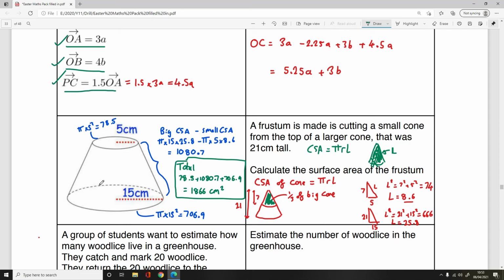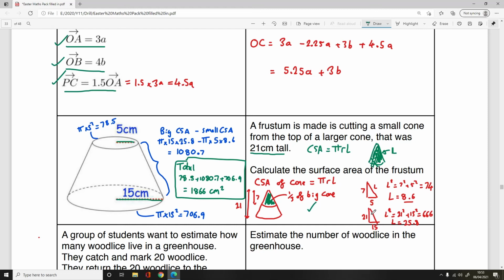However, I still needed to do a few bits and pieces to do that. I didn't know L, and I didn't know some other bits and pieces, so I needed to think, okay, well, let's look at radiuses here. The big cone has a radius of 15. The little cone has a radius of 5. So the little cone is a third the size of the big cone. So if the big cone was 21 centimeters tall, the little cone is 7 centimeters tall, because it's a third of that. Okay, so done that.